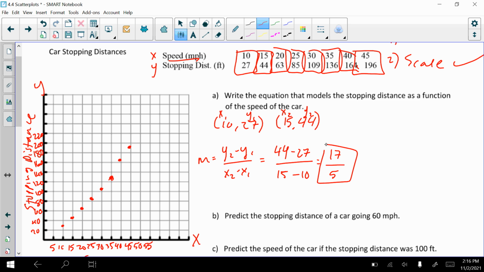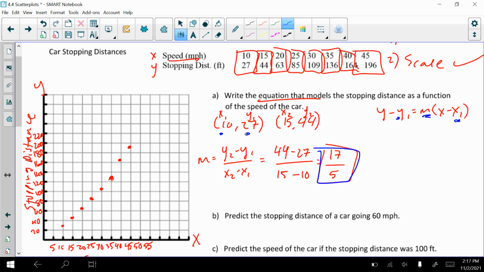But that's not where I want to end. I want to find the equation. So I've got the slope, but I need to write an equation. Well, think about what we have. I've got the slope of the line, and I have a bunch of points that are on the line. So I can use point slope form. Y minus y1 equals m times x minus x1. I know that m is the slope. So m, my slope, 17 over 5, is going to go in there. x1 and y1, I just got to pick a point. Could be any point. So let's just pick the first one here. 10 and 27.